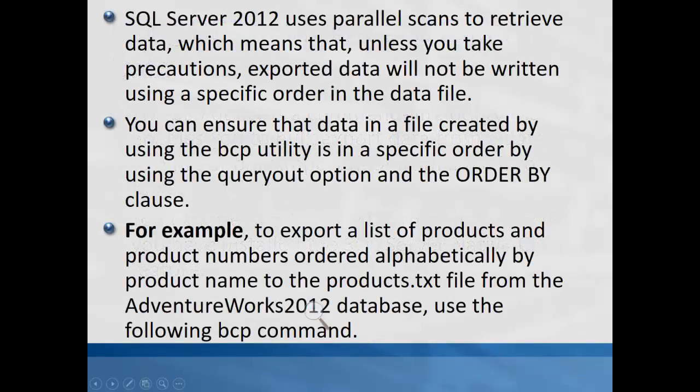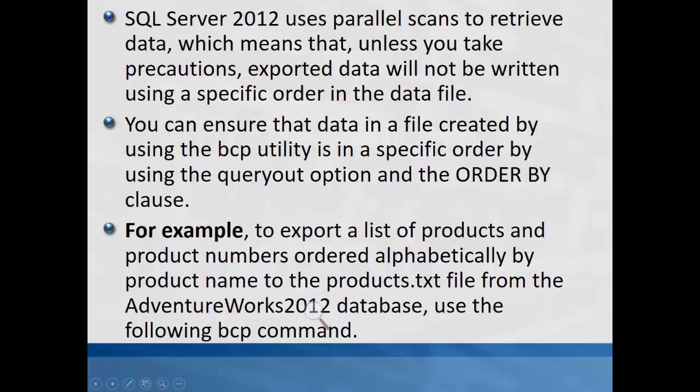So SQL Server 2012 uses parallel scans to retrieve data, which means that unless you take precautions, exported data will not be written using a specific order. That's a problem. But let's just use this command and try to export data. For example, to export a list of products and product numbers ordered alphabetically by product name.